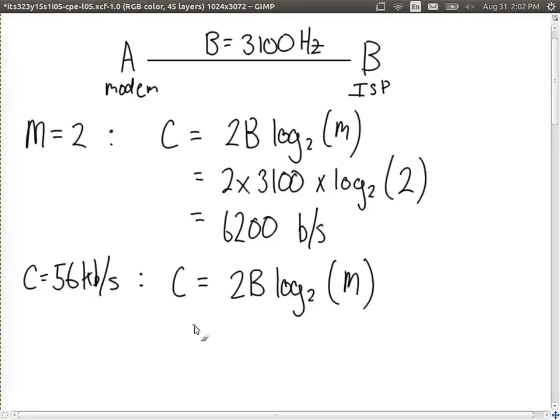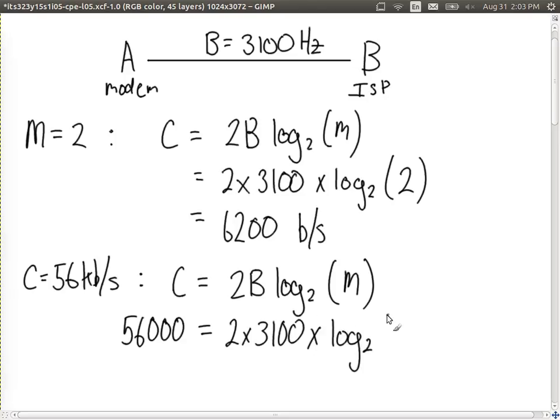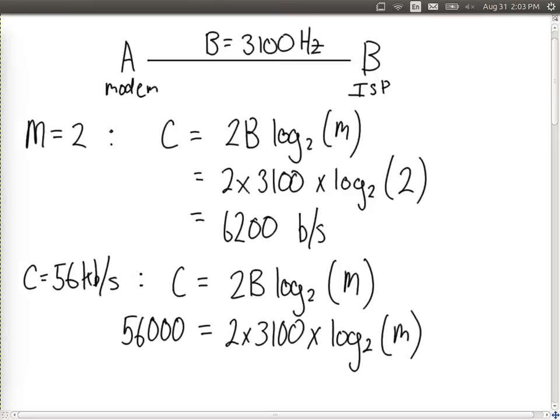Assuming no noise, how many levels would be needed? Well, we know C. We know the bandwidth. We don't know M. And you need your calculator there.